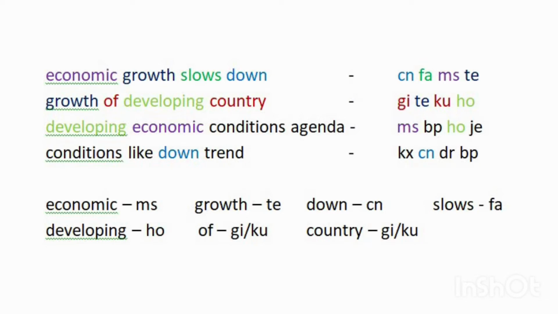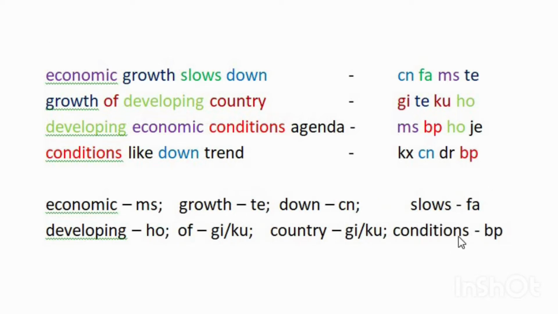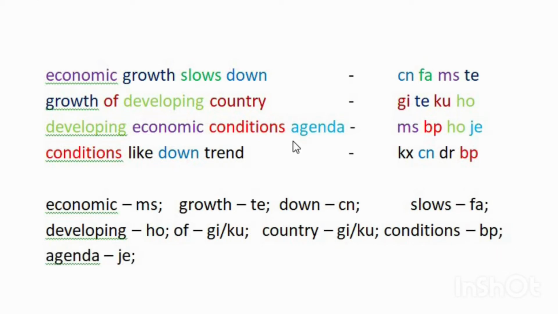So the code for of is either GI or KU, and the code for country is also either GI or KU. The word conditions is present in the third line as well as in the fourth line. That means the required code is BP, because the code BP is present in both the third line and in the fourth line. So the code for conditions is BP. Now the only word remaining in the third line is agenda. So the only remaining code in the third line is JE. So the code for agenda, we can write it as JE.